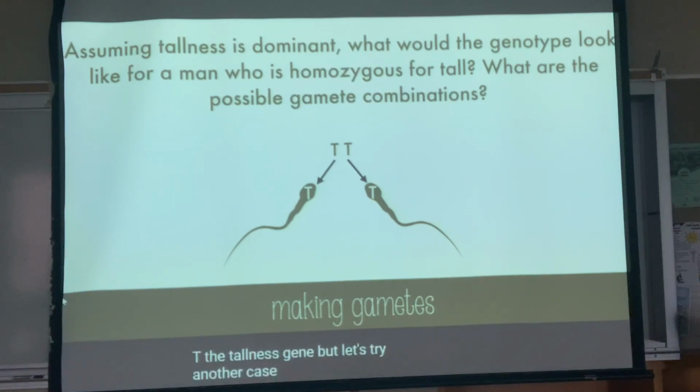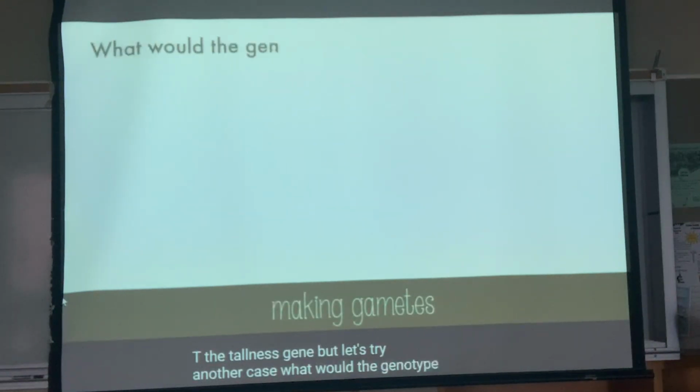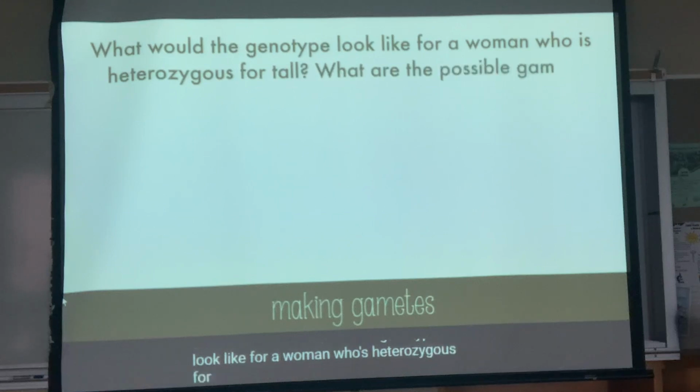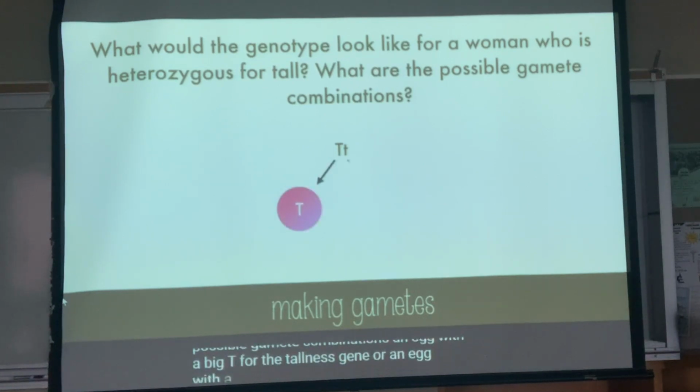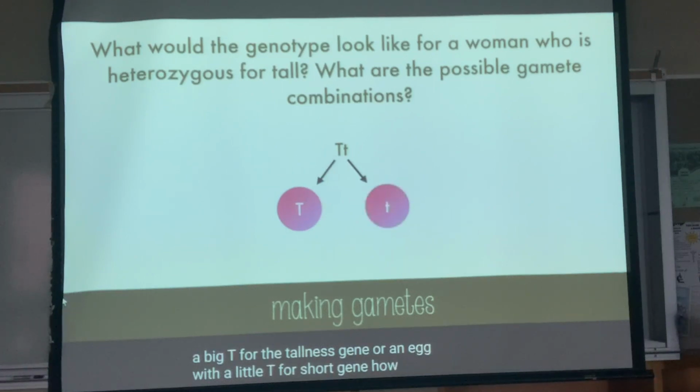But let's try another case. What would the genotype look like for a woman who's heterozygous for tall? And what are the possible gamete combinations? Now heterozygous means different alleles, so this will be written with a capital and a lowercase t. This also means that there are 2 possible gamete combinations, an egg with a big T for the tallness gene, or an egg with a little t for a short gene. Heterozygous traits will have more variation in their offspring.